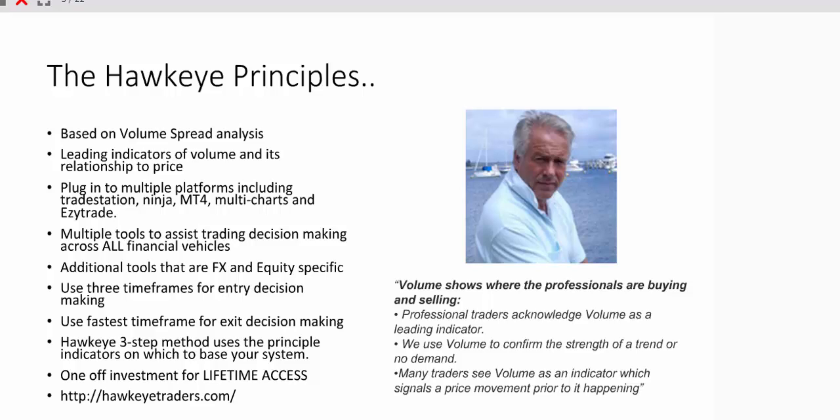We use 3 time frames for entry decision making. So for example, for shorter term options trades, so directional trading, maybe weekly credit spreads, we'll use perhaps a 1 day, 2 day, 1 week. And for longer trades, we may use 1 day, 1 week, 1 month.